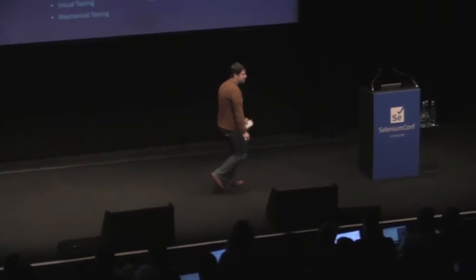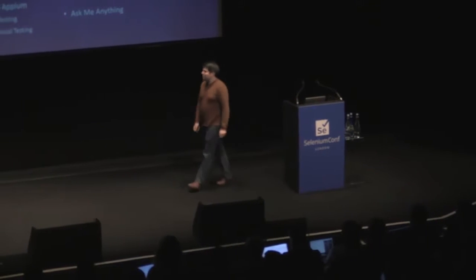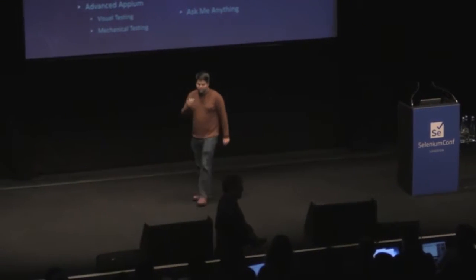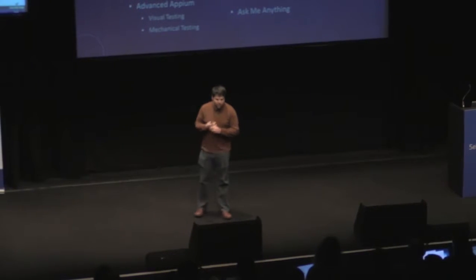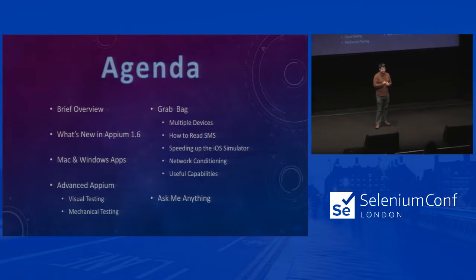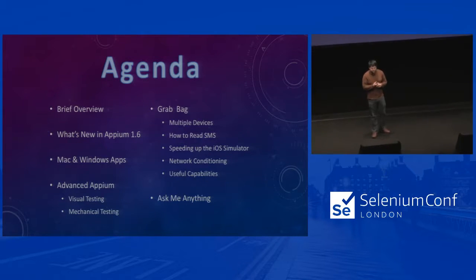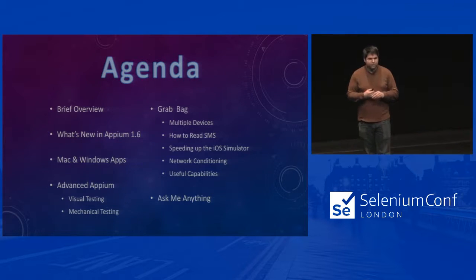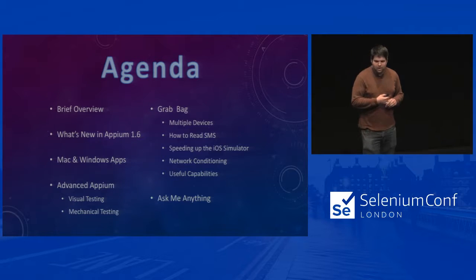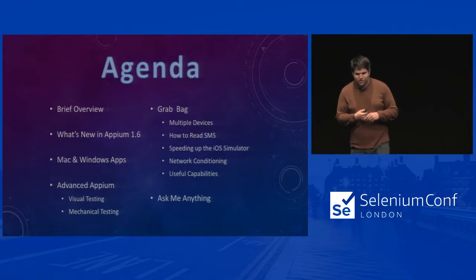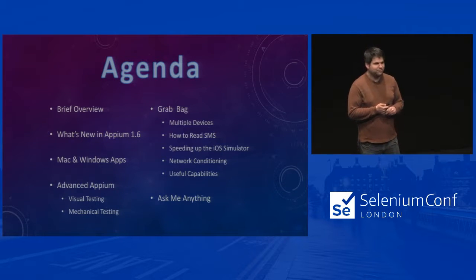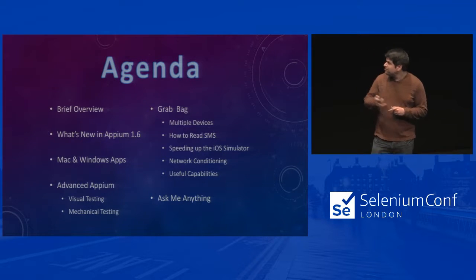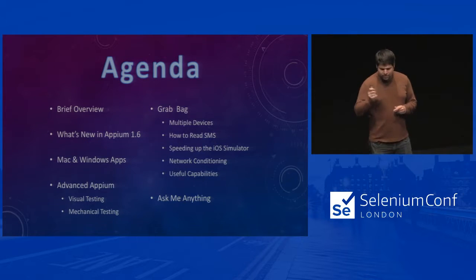But anyways, I'm actually here to talk about a bunch of things. So first, a brief overview of what Appium is for those of you who've had your head in the sand and don't know. What's new in 1.6? I'm going to talk about automating Windows and Mac apps with Appium, which is now a reality as of a few weeks ago. Well, Mac apps as of this week, Windows apps as of a few weeks ago. Then we'll talk about some advanced Appium techniques. There'll be a grab bag of fun things that I just like to share with people. And then there'll be an AMA at the end, because I like taking questions from people I don't know on camera, recorded, being cataloged by a stenographer.